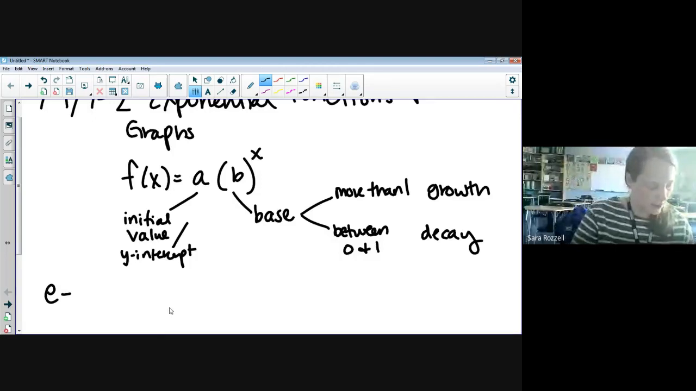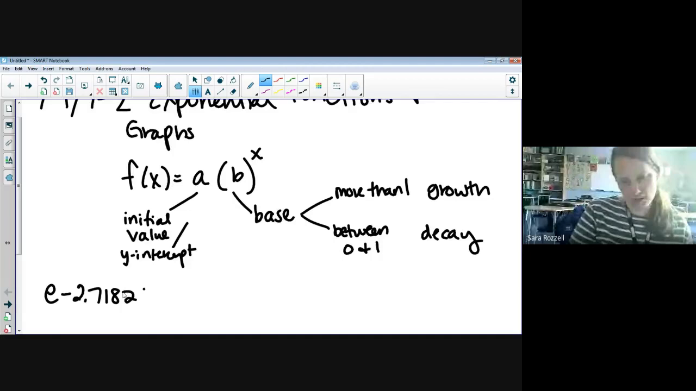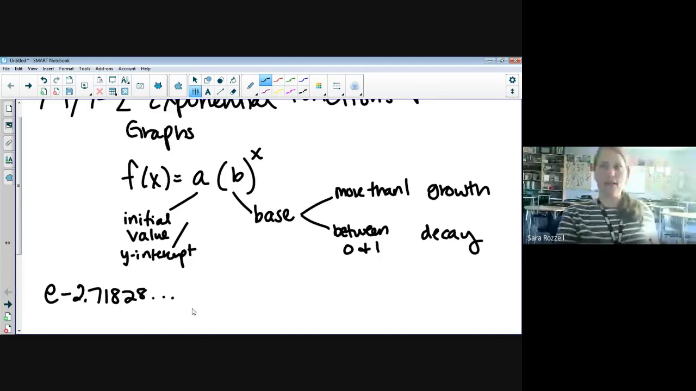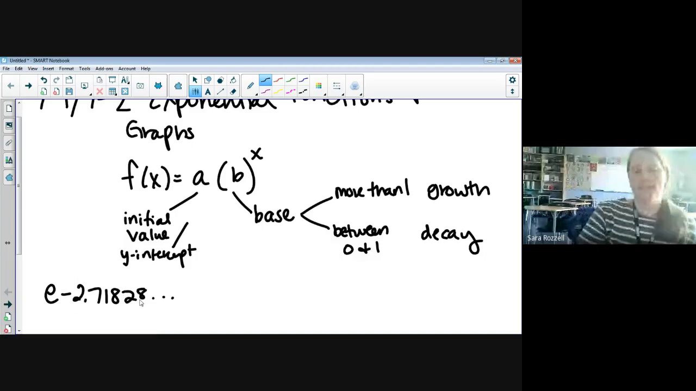And e by itself, let me see what the actual technical number is, it's 2.71828. There's a lot after that. So it's an irrational number that shows up in exponential and logarithmic functions. We'll do logarithms in a couple days. It's our special natural exponential number that gets used. It gets used so much that it has its own symbol, which is the e. So if you see e, don't think, oh, that's crazy. Just in your head, remember that's 2.718.